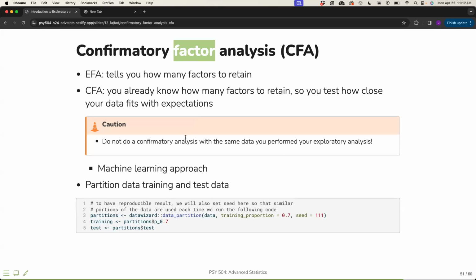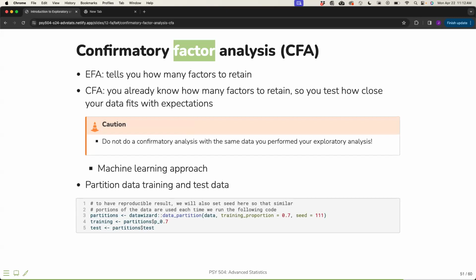And as a caution here, never do a confirmatory factor analysis on the data you performed your exploratory analysis on. So as Aditi mentioned, she performed multiple experiments or multiple follow-ups looking at a confirmatory factor analysis on a new set of data, correct? Yeah. So never use the data that you performed your exploratory analysis on.